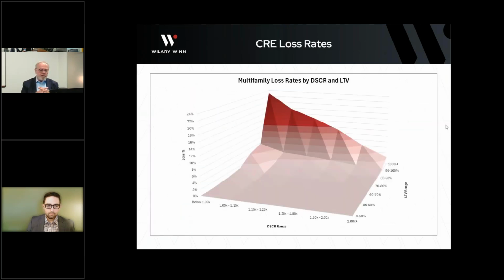This is a slide that comes from Fannie Mae multifamily data. I believe it goes back to 2000. And it shows an extremely high correlation between debt service coverage ratio and LTV. You know, if you have a low debt service coverage ratio and a high LTV, you're gonna have a high incidence of default. That's just how it is.